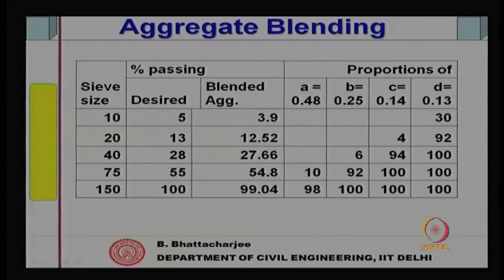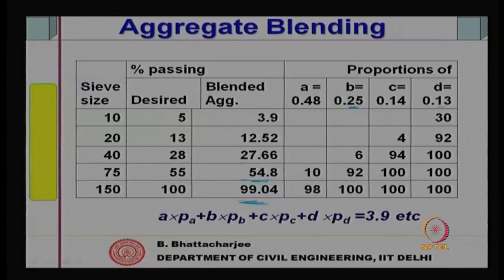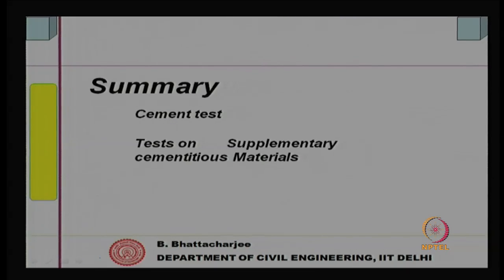This is the proportions of each one of them, and the blended aggregate quantity I can calculate, because I know 150, this is my desirable, 98 into 0.48, 100 into 0.25, 100 into 0.14 and 100 into 0.13 gives me 99.04, 10 into 0.48, 92 into 0.25 and 100 into 0.14 and 100 into 0.13 will give you 54.8 and so on. And if you calculate all of them, you get the blended aggregate. So, therefore, total you can find out, and this is how you can obtain the proportion of all the aggregates, right.